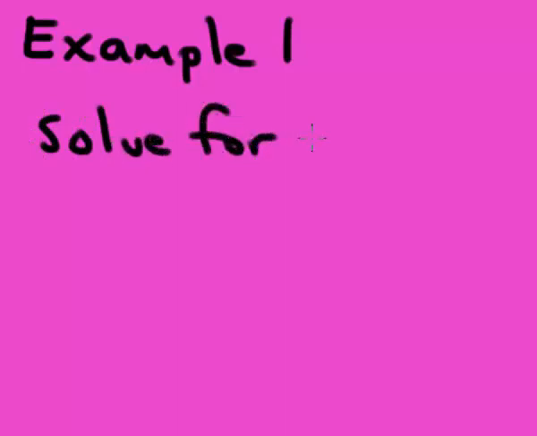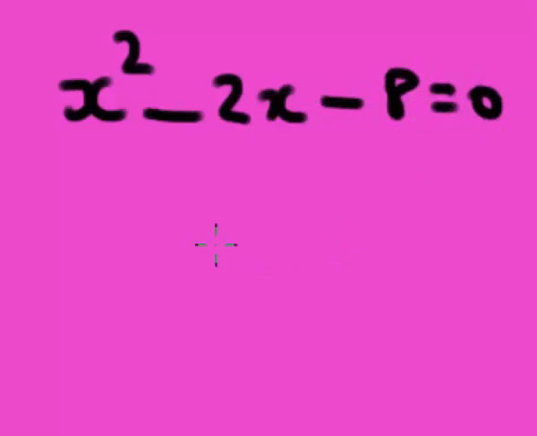Okay, grade 12s, let's revise solving equations by using the quadratic formula. If you were required to solve, let's have a look at an example quickly. Example 1: I want to solve this equation for x. That's x squared minus 2x minus 8 is equal to 0. I want to solve for x.